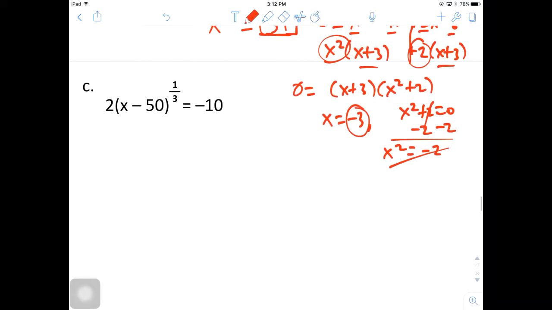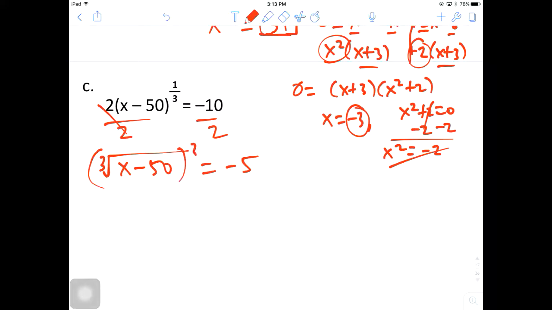And here is a third problem. First thing I can see, besides that cube root right there, is that 2 is in front. So I'm going to cancel out that 2 by dividing by 2 on both sides of the equation, and that leaves me, I don't like that 1/3 power, so I'm going to write cube root of x minus 50 equals -5. And now I'm going to undo that by taking the cube root of both sides.